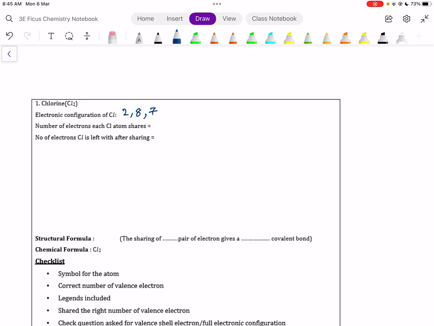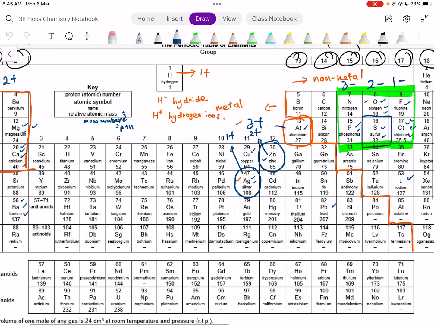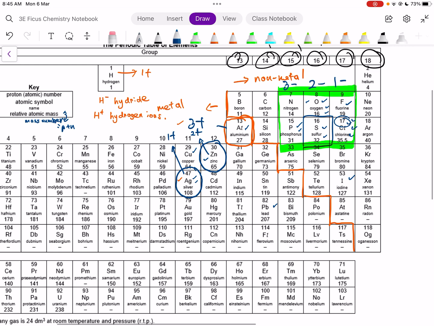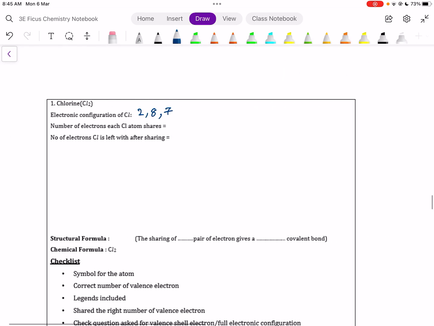We have a case of 2,8,7. So the very first thing I'll do is write down the electronic configuration based on the proton number. Chlorine is 17, so 17 electrons to play around with. For the purpose of this exercise, I'm just going to focus on the outermost, or what we call the valence electrons. The number of electrons each chlorine shares is 1. Then 7 minus 1, you're left with 6.